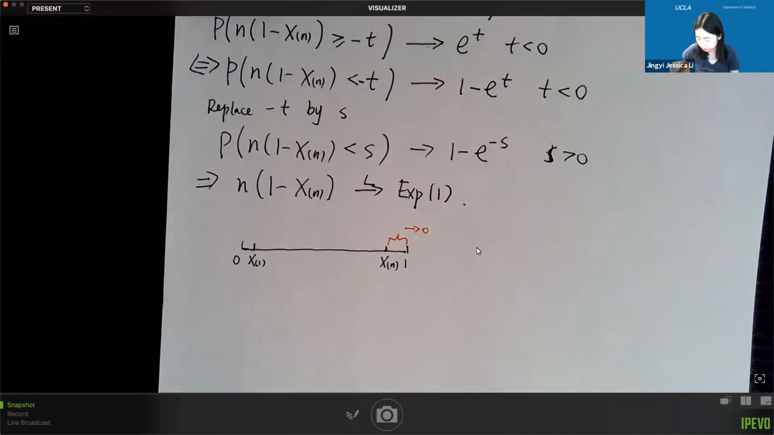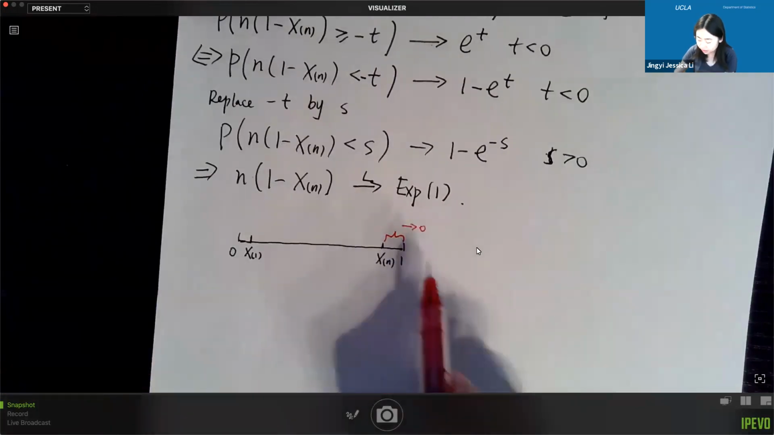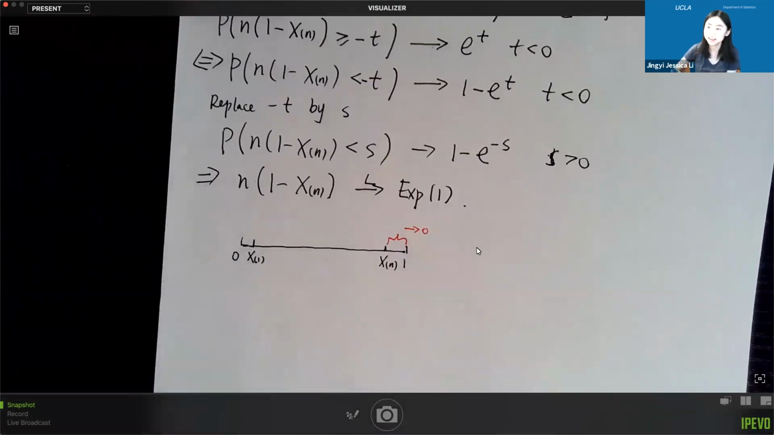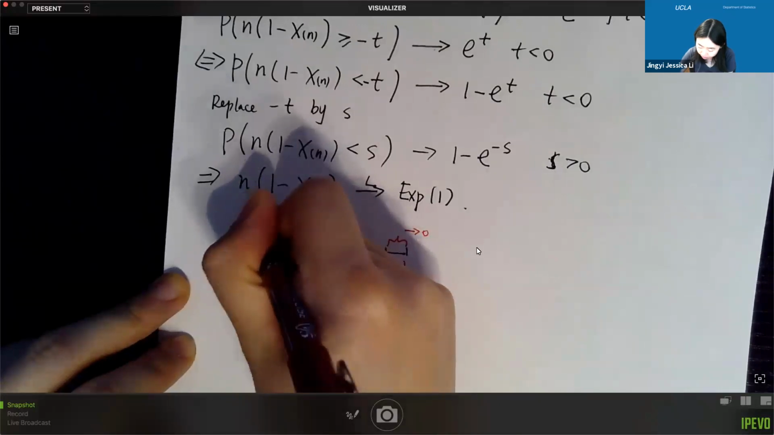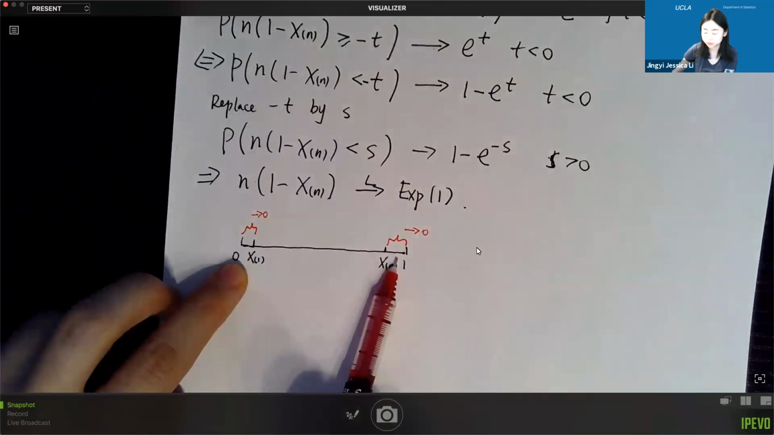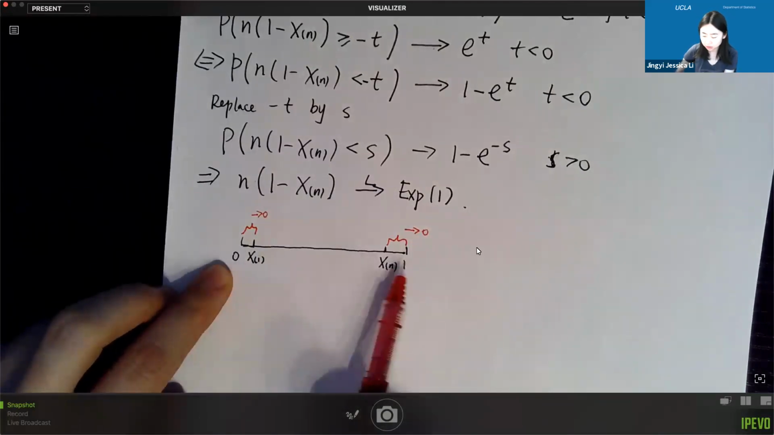That's the density function shape. So basically, this will tell us, very interestingly, that if we multiply the shrinking part by n, then this part is behaving like an exponential 1 random variable, more and more like that as your n goes to infinity. And similarly, we can say the same thing about this side. Even though we didn't prove it, you can use your intuition to see here we do have some symmetry. This left end should behave similar to the right end.